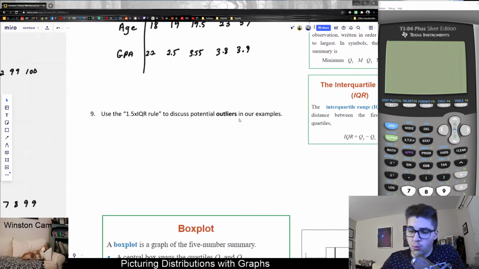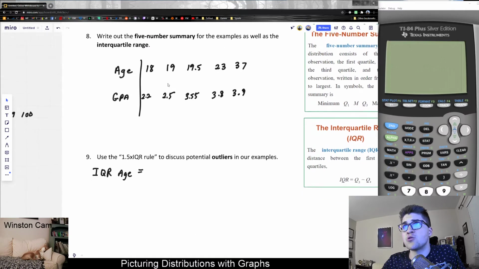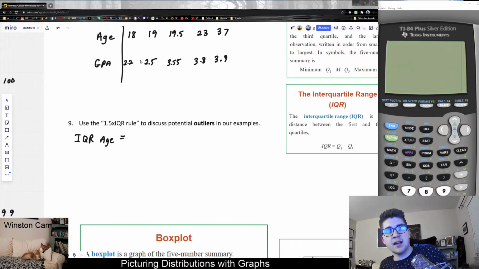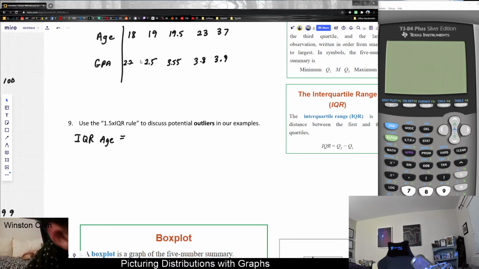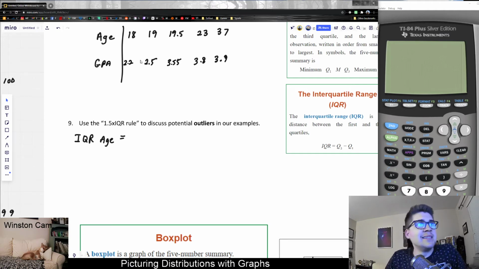So let's go ahead and figure out, what is the IQR, aka interquartile range, for age? That would just be equal to the third quartile minus the first quartile, which we calculated again in the last video, but oops, I threw my pen on accident. I'm down here. There we go, I got it. But yeah, that would be 23 minus 19, quartile 3 minus quartile 1, which gives us 4. And basically, it's the difference between those.